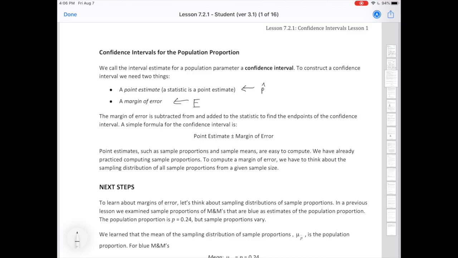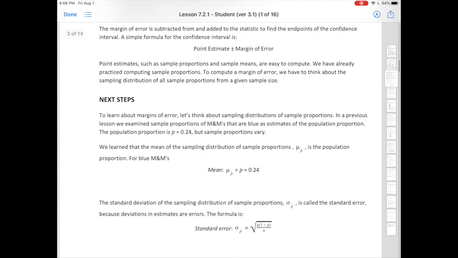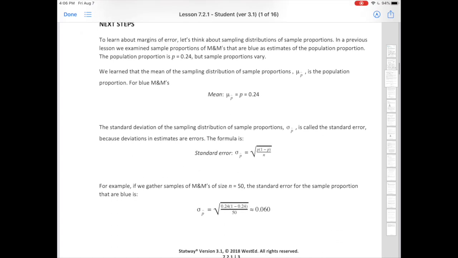To compute a margin of error, we have to think about the sampling distribution of all sample proportions from a given sample size. In other words, we already know how to find a point estimate, but what we need to learn is how to get that margin of error. And that's where we're going. Next steps. To learn about margins of error, let's think about sampling distributions of sample proportions.